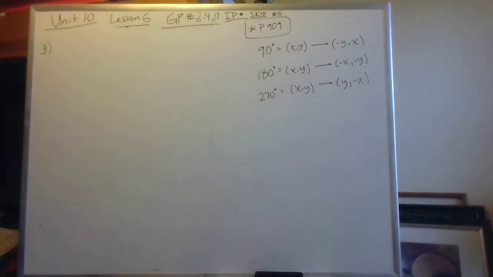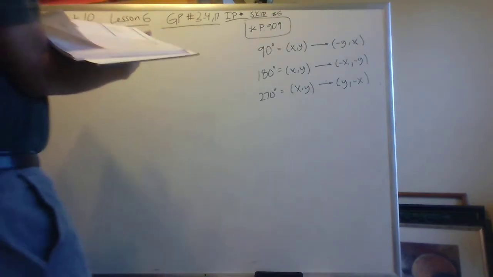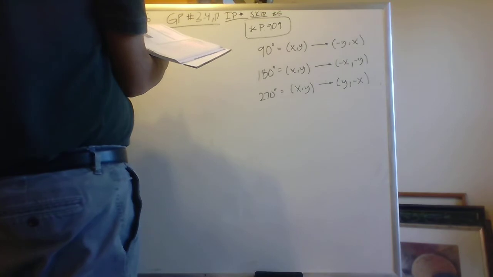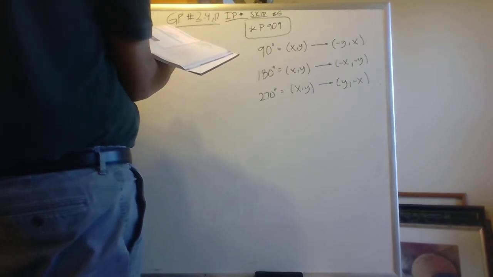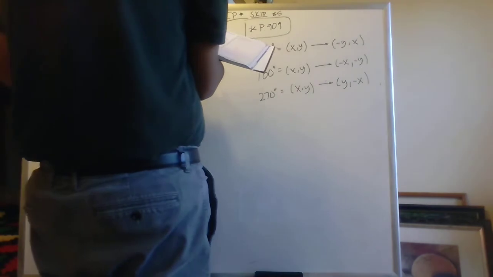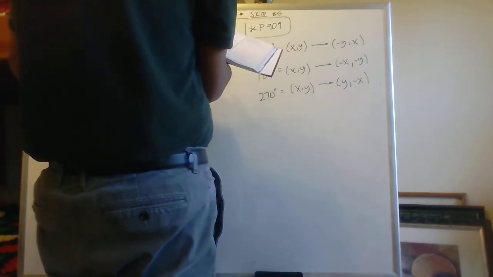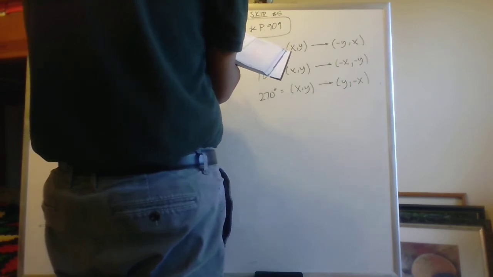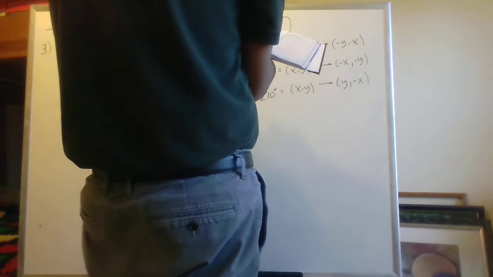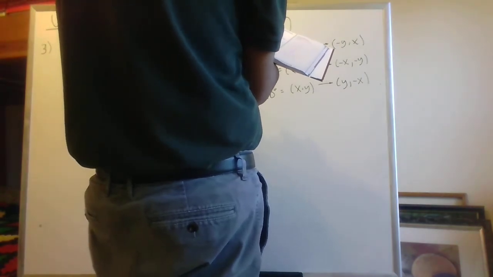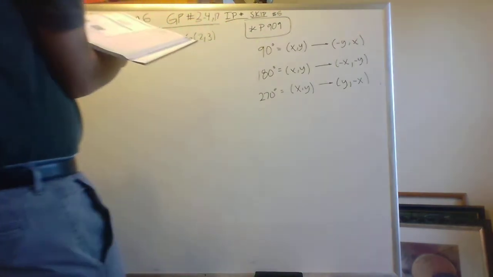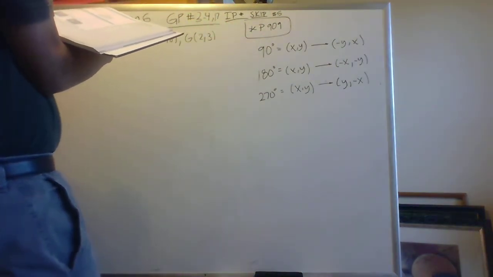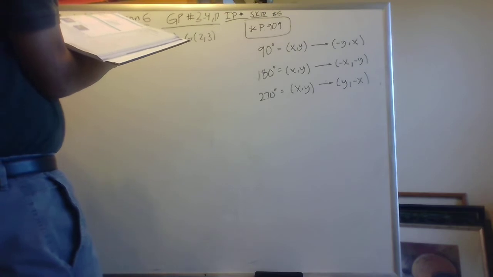So problem 3 is from page 911. It says triangle DFG. So we have triangle DFG, which has vertices D at negative 2, 6, F at 2, 8, and G at 2, 3. It says graph DFG and its image after a rotation of 180 degrees about the origin. So we want a 180-degree rotation.